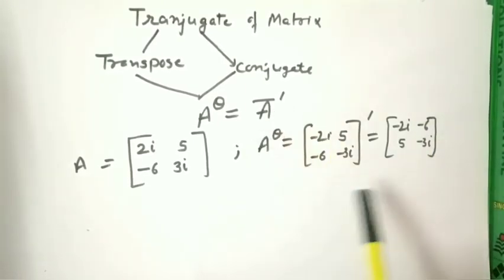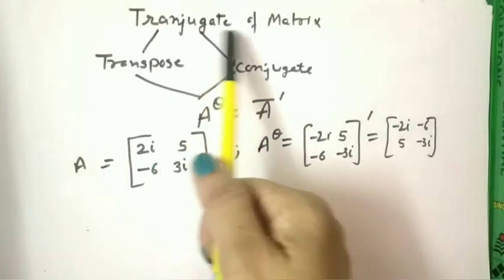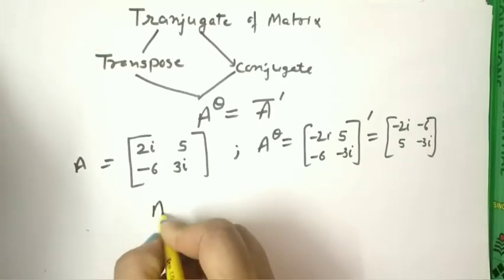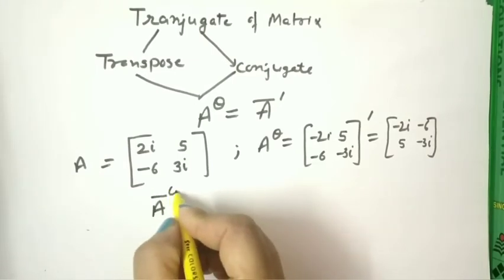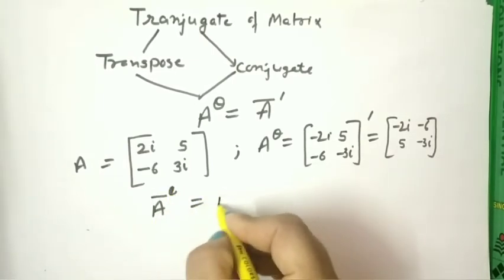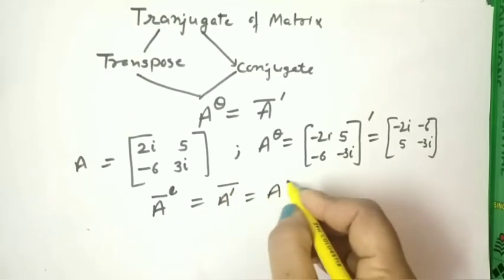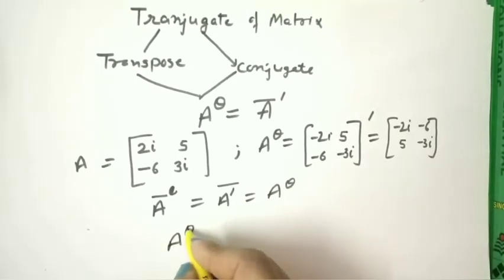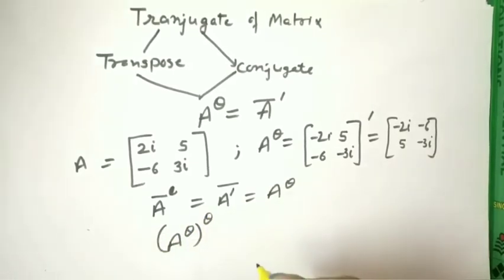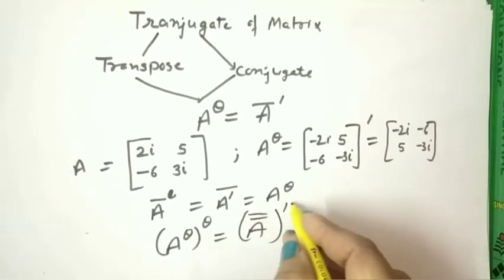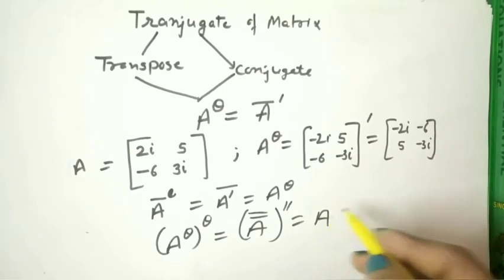So this will be the matrix A theta, which is the conjugate. Combining two operations together, we get the conjugate of a matrix. We can always write this as transpose and conjugate, or transpose first and conjugate afterwards. This all is theta. One very important property: if we apply the operation of conjugate twice and transpose twice, it will be the matrix A only.